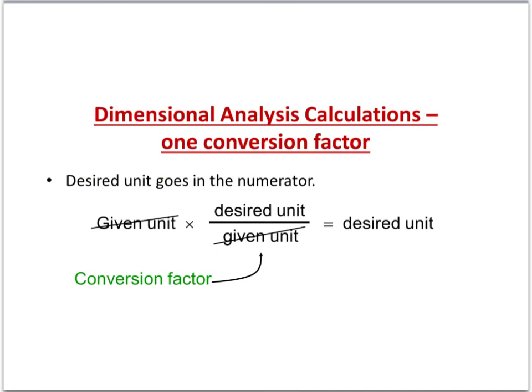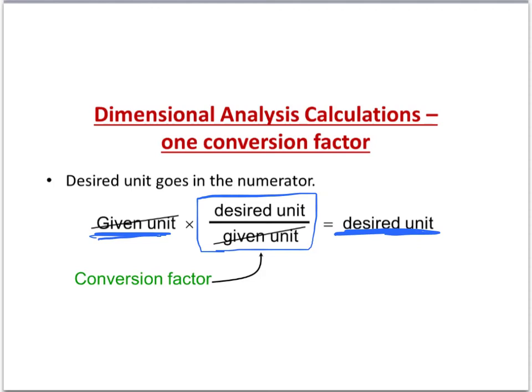When we do this, we can set it up using this formula. We have our given unit, and we want our given unit to cancel out, leaving only our desired unit. So if we write our given unit first, and we put our given unit in the denominator of the conversion factor and our desired unit as the numerator, the given units cancel out, leaving only the desired unit at the end.